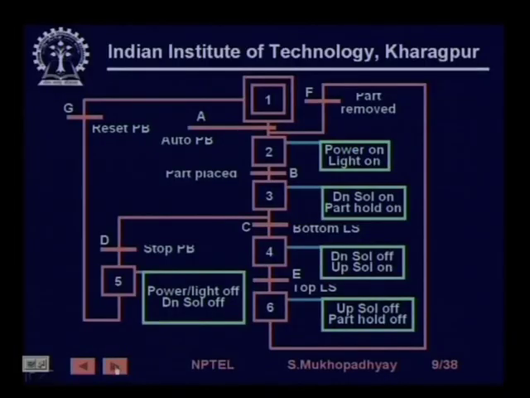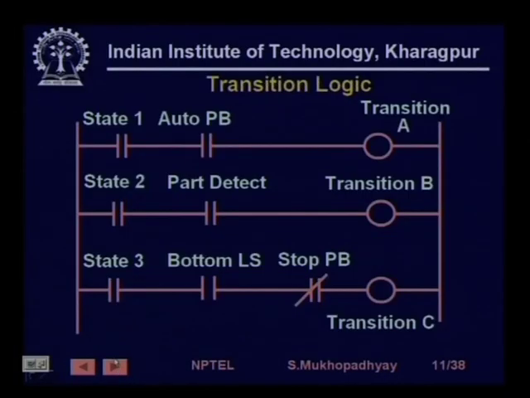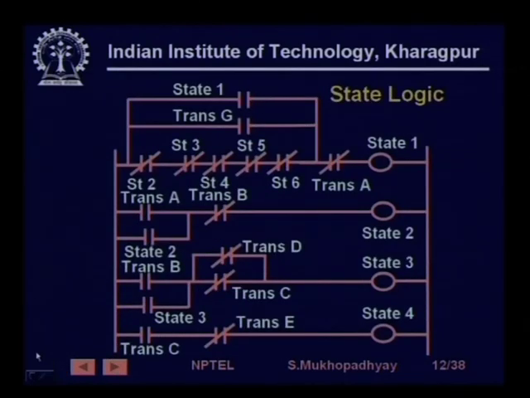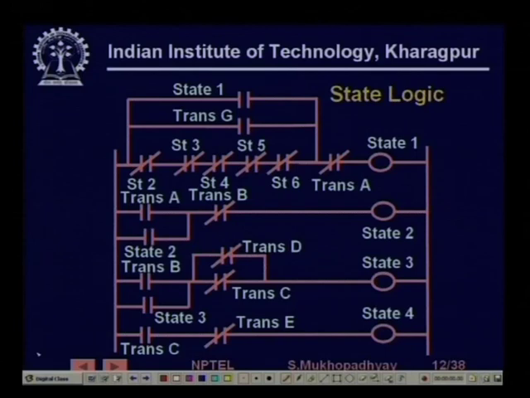So, transition B is part placed, correct. So, when the part is placed, and that part placed signal comes, transition B will be on and these are not yet enabled. Therefore, state 3 will be on, right.